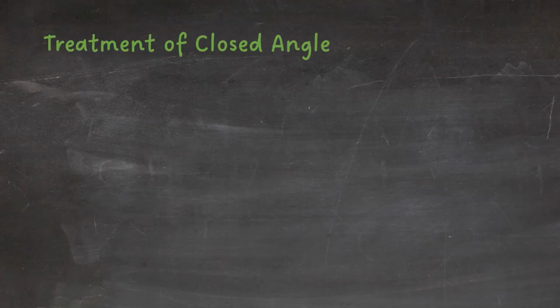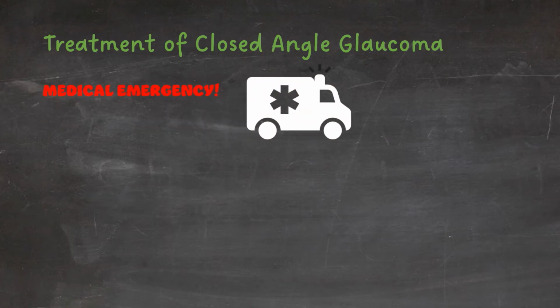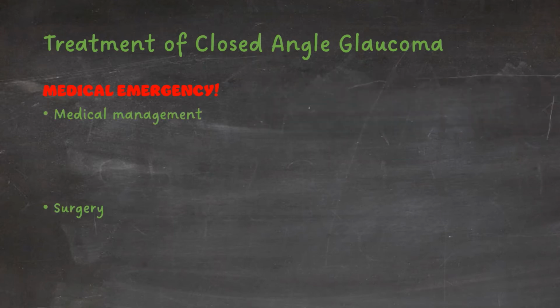Let's move on to treatment of closed-angle glaucoma. Primary closed-angle glaucoma is a medical emergency. If patients are not treated promptly, it can lead to permanent blindness in the affected eye, and it can also affect the contralateral eye as well. Management can be medical or surgical, but in acute settings, it is often a combination of the two.